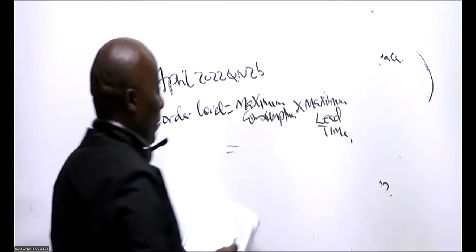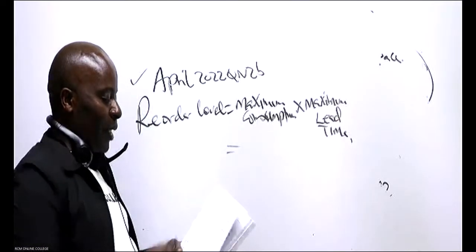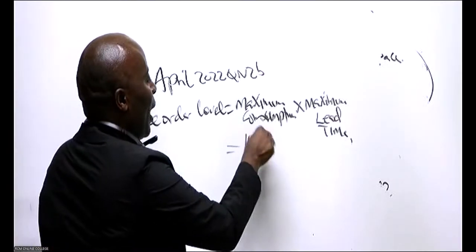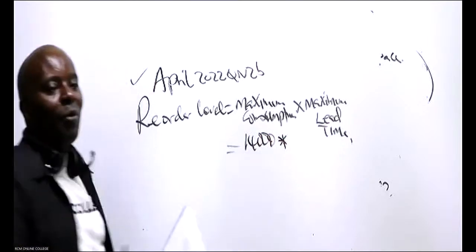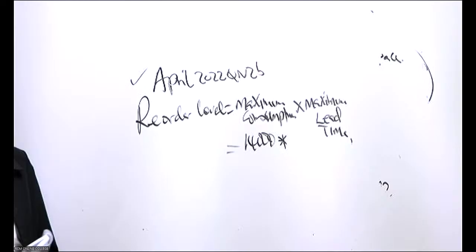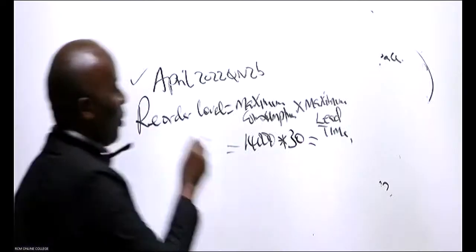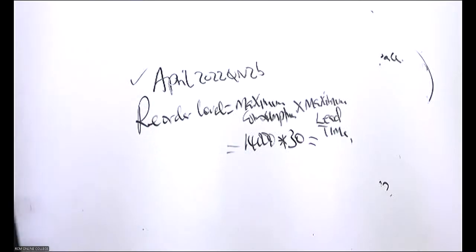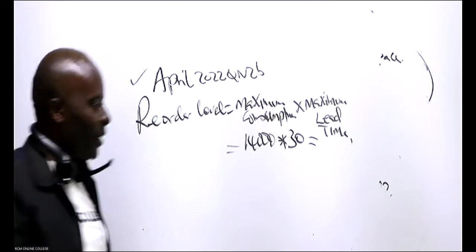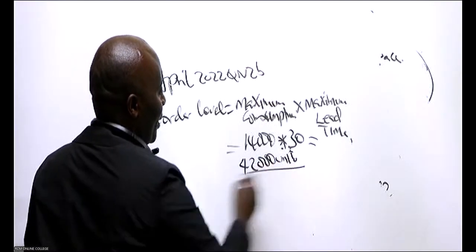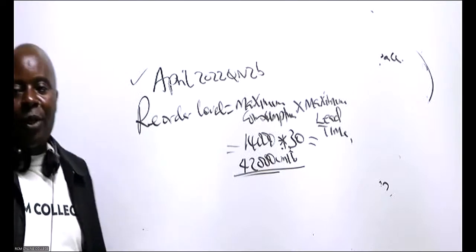In this case, what is the maximum consumption? It's written there, maximum usage per day: 1,400. How about lead time? They've given us lead time in the form of a range, 25 to 30, but I want the maximum: 30 days. If you get this wrong, every other thing will be wrong, unfortunately. So that is 42,000 units. Is that okay?